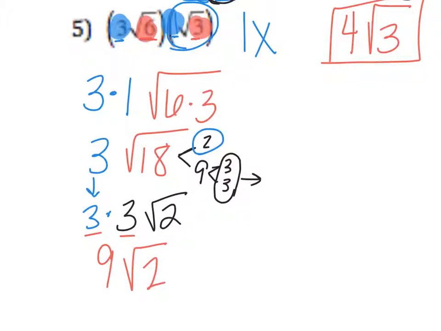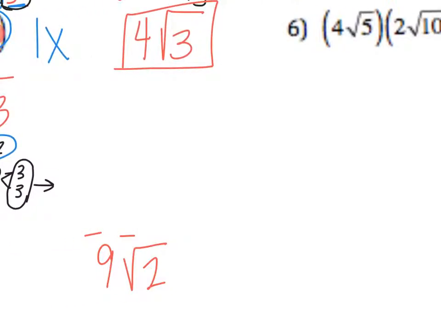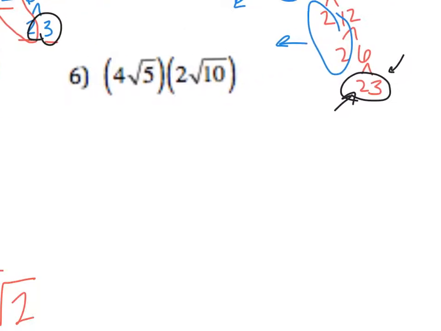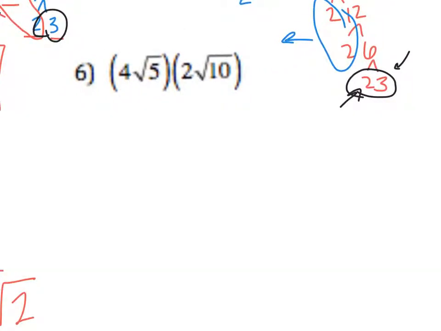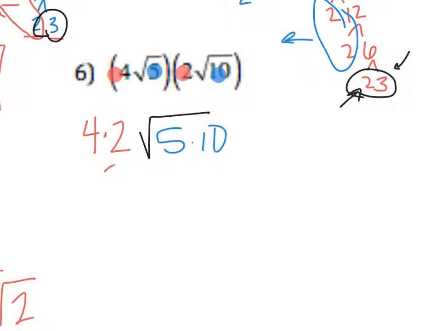Okay, let's try another one. Whoops. That's not what I wanted to do. Hold on. All right. Okay, so again, you want to multiply numbers on the outside, the 4 and the 2. So 4 times 2, and then the roots, 5 times 10. So this is 8 square root 50.